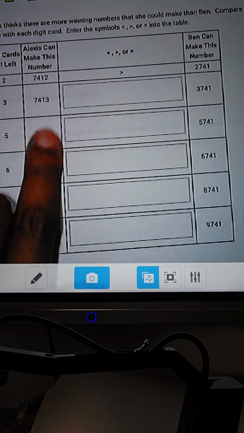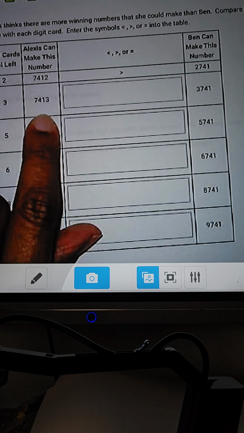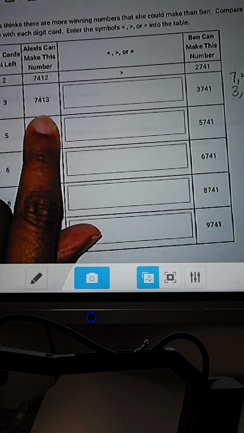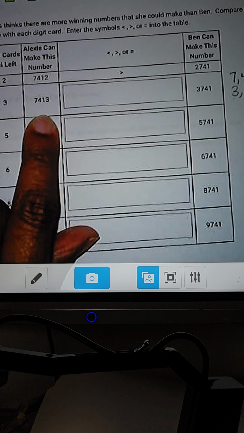So some of us, we're still struggling with comparing numbers. Remember, if you start with the greatest digit, then we have a better time of comparing. I like to make sure that we line them up: 7,413, 3,741, starting with our greatest number. Compare them. If it's the same number, mark through them. The greatest number here is what? 7. The greatest place value, rather. What's the greatest place value in these numbers?